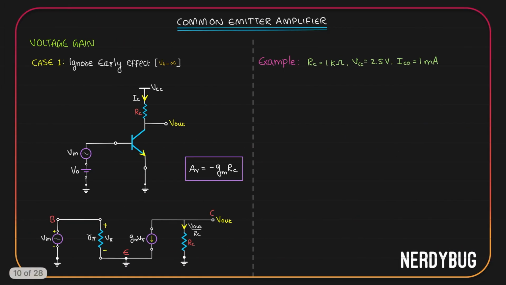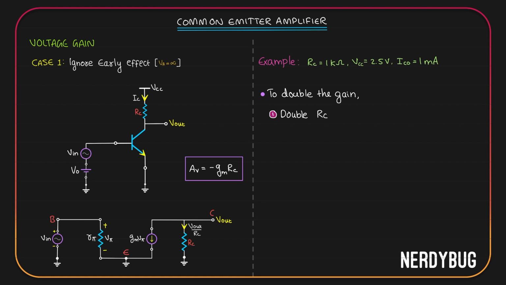Let's take an example and give some values. Assume RC is 1 kilo ohm, VCC is 2.5 volt, IC0 is 1 milliampere. Our gain is minus gm RC. I want to double our gain. Well, gain depends on gm and RC. So there are two ways in which I can do it. I can double the gm or I can double RC, right? Let's take the first case. To double the gain, I'm going to double RC.